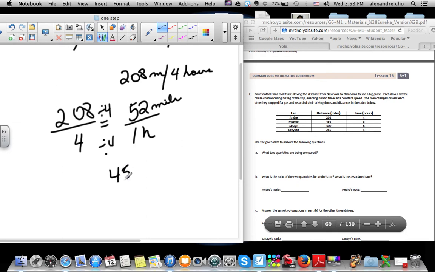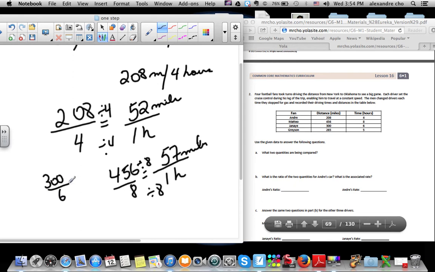Matteo was 456 in 8 hours. To change this to a unit rate, the denominator is going to change to 1 hour instead of 8, so it's divided by 8, and the top is divided by 8. That gives 57 miles an hour. And then we have Janae, which is 300 miles over 6 hours.